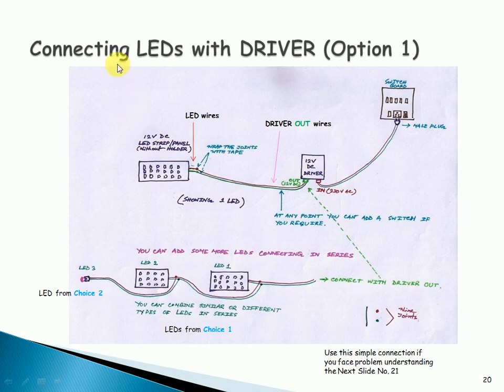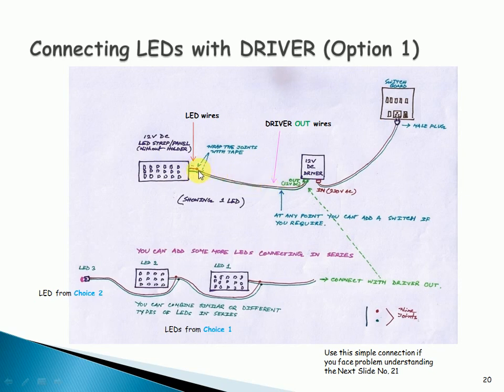Now I have made some simple diagrams so that you can understand. This one is the LED, this is without holder, this one is also without holder, this one is also without holder, this one is with holder. Just see this diagram first. I have only connected one LED with the driver. You can see the LED wires, and these are the driver wires.